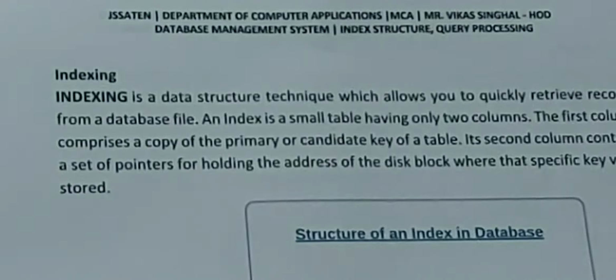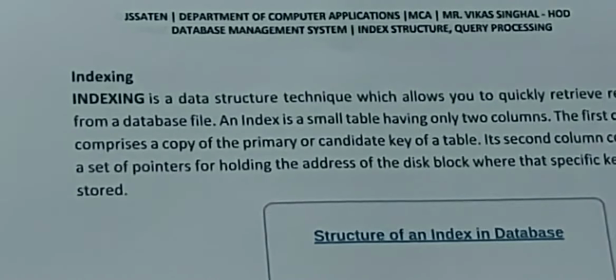I will tell you with the help of an example what that basically means. The second column will be only a pointer for holding the address of the disk block. Please make sure the understanding is clear over here, that the second column will contain a set of pointers for holding the address of the block where that specific key value is stored. I hope it is clear till here.